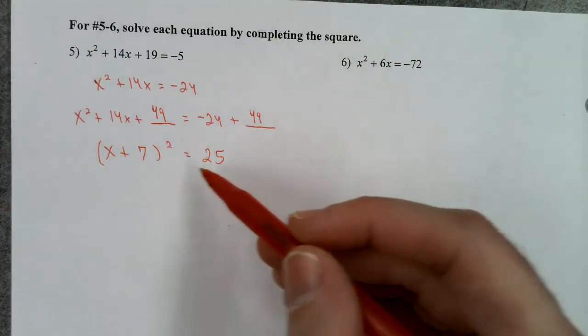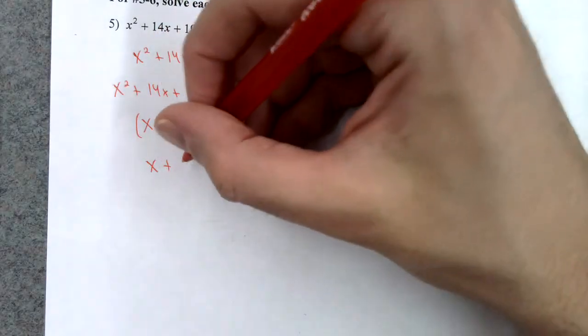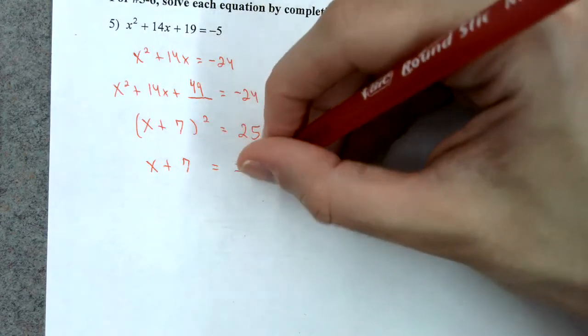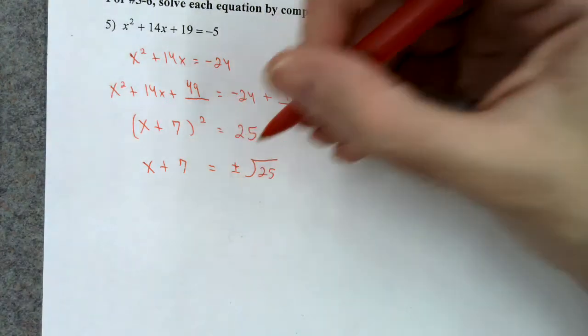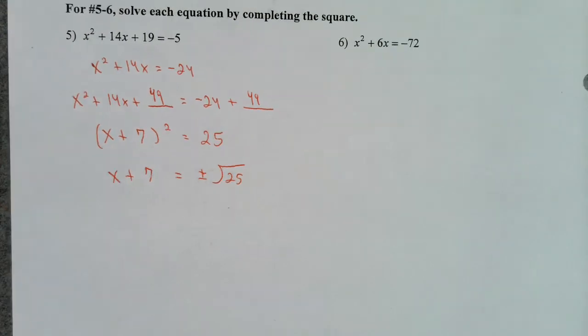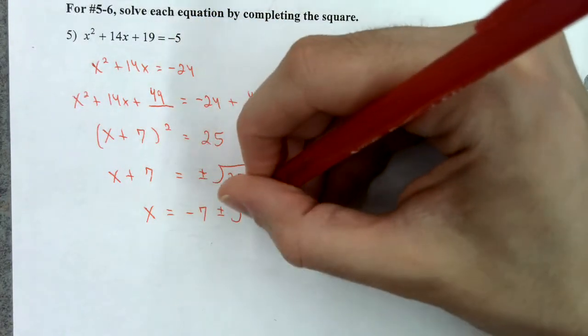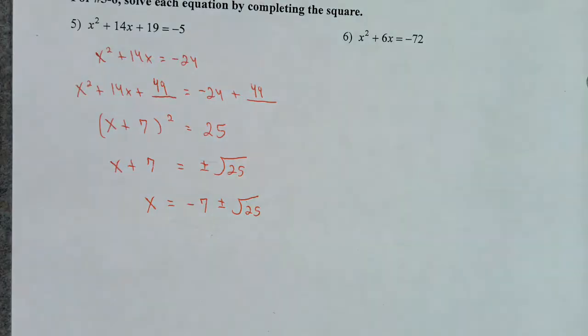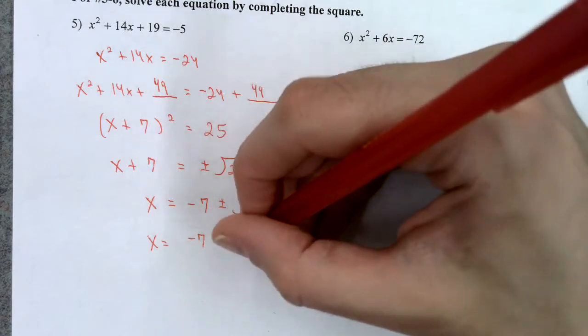So now we take the square root of each side. The square root of x plus 7 squared is x plus 7. And on the right, you're going to take the positive and negative square root of 25. Bring the 7 over, subtract 7 on each side. X equals negative 7, plus or minus square root of 25. And the square root of 25 is 5. So x equals negative 7 plus or minus 5.